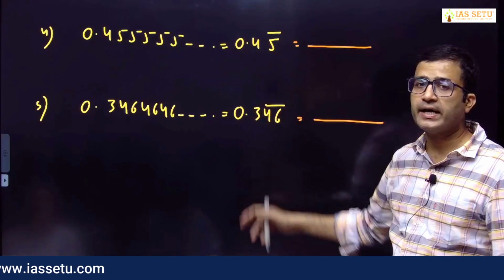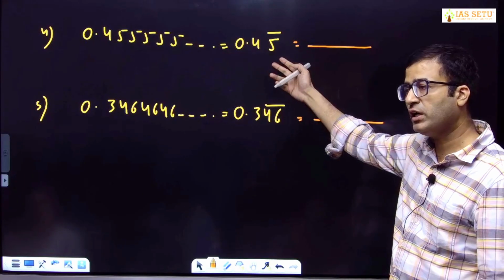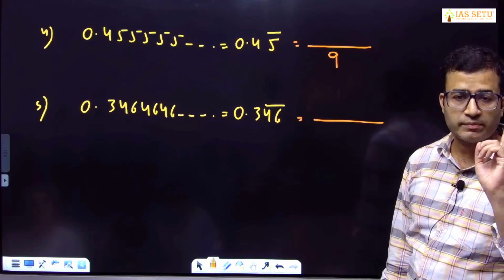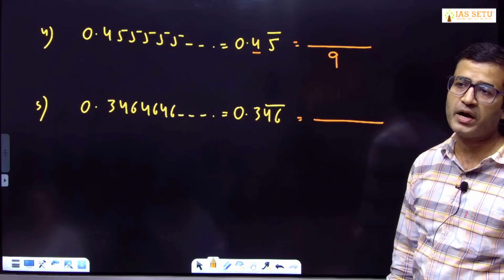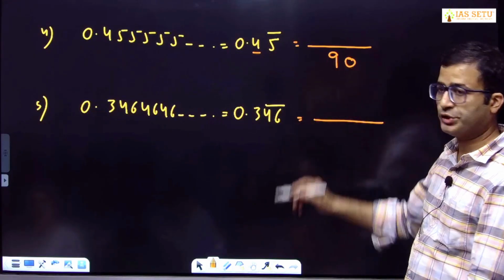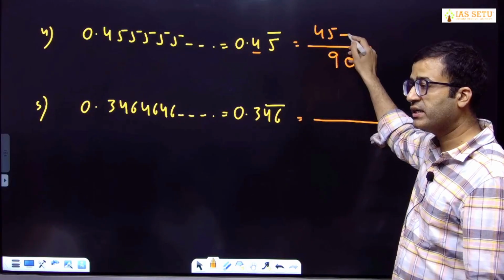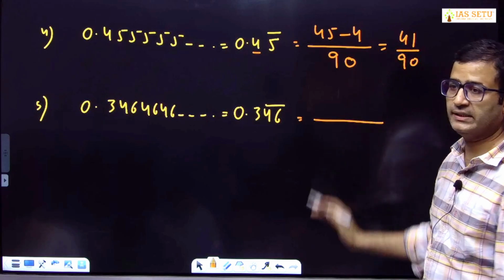As many 9 as many digits under the bar. So how many digits under the bar? 1, so 1 9. Followed by as many 0 as many digits between decimal and recurring part. So there is 1 digit, so 1 0. And what is your numerator? Total number minus non-recurring part. So the answer is 41 upon 90.